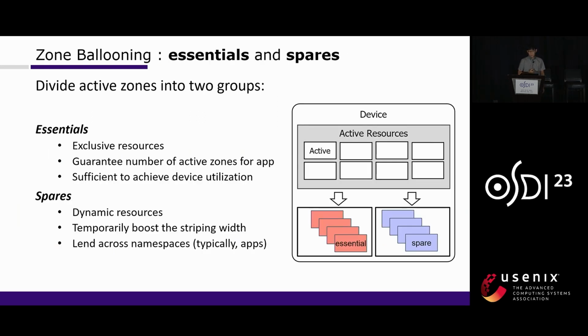To make global optimization transparent to applications, eZNS employs zone ballooning, a dynamic management technique. eZNS categorizes available physical active zones into 2 groups, essentials and spares. Essentials are exclusive resources that guarantee the minimum number of logical active zones required by an application. The total number of essentials is sufficient to maximize write performance. eZNS distributes essentials equally to the namespaces, each associated with one application or tenant. The remaining physical active zones are designated as spares.